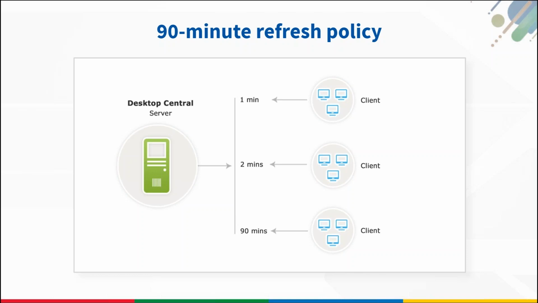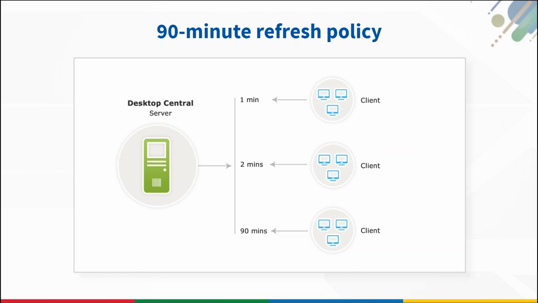Now, we have a 90-minute refresh policy in Desktop Central. What is the 90-minute refresh policy? In the agent-server model used by Desktop Central, the agent contacts the server once in 90 minutes. This ensures that all the computers in the network contact the server periodically. Two factors are ensured. Bandwidth is not disturbed due to agent-server communication, and the performance of the server is not affected at any time. The server manages all this efficiently to make sure that all the agents are contacted periodically.